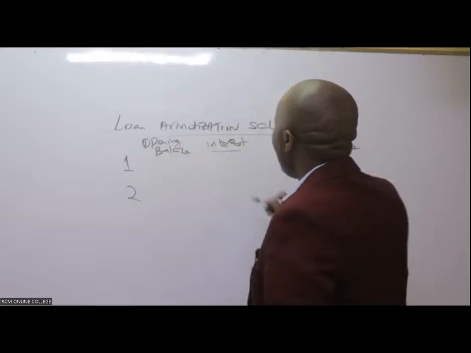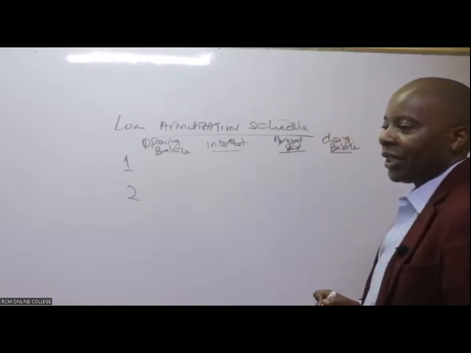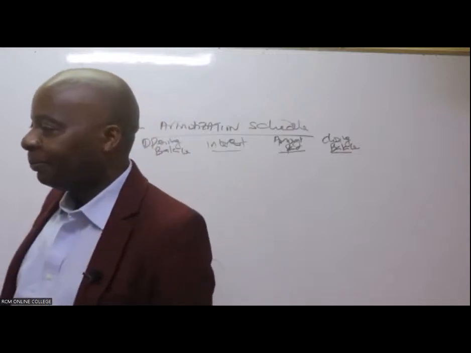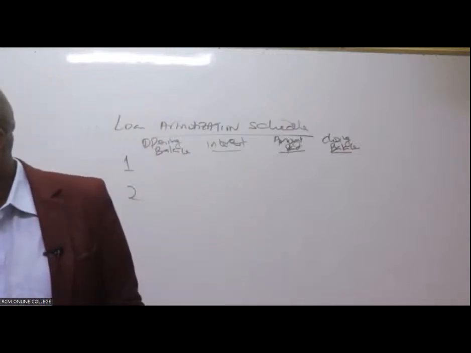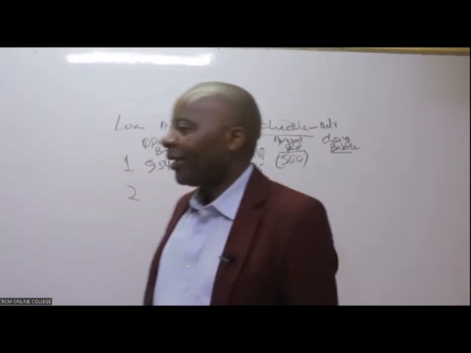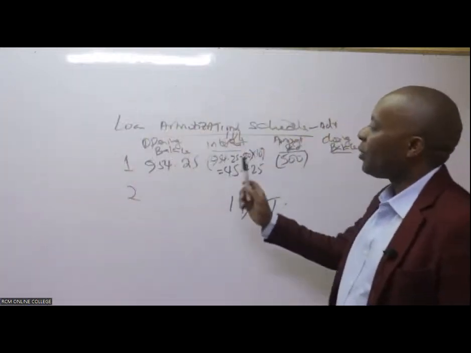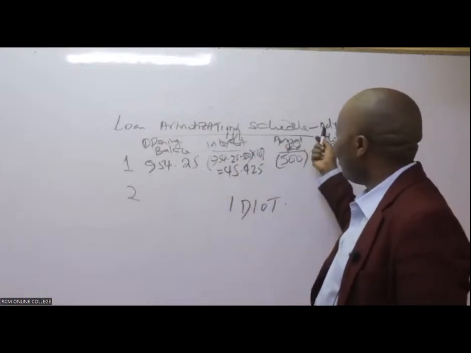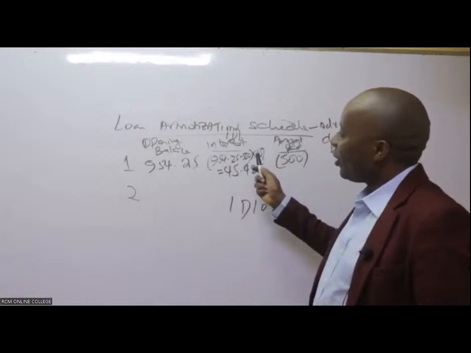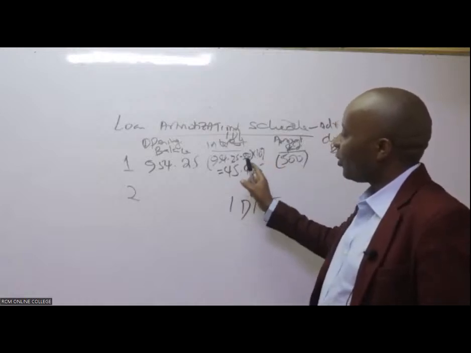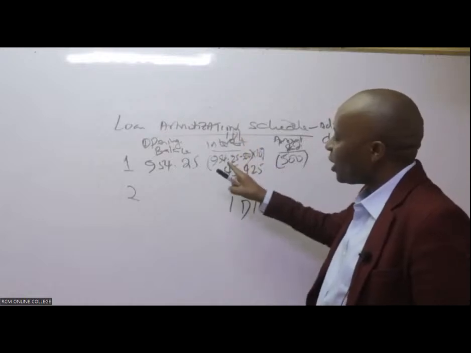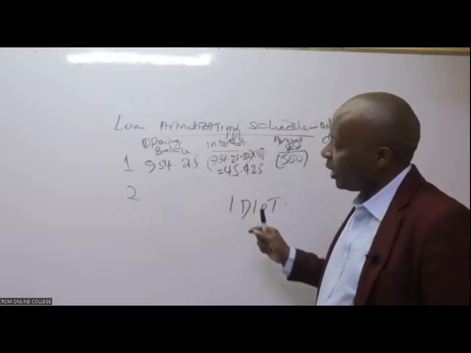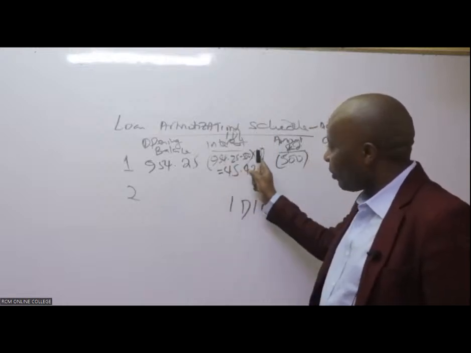So are you able to fill this very fast? Let me give you 1 minute. The most important thing is for us to appreciate that we have the opening balance. But now because the payment is in advance, to get the principal amount that we are going to use to calculate the interest, I will take 954, which was the loan outstanding at the beginning. But remember, 500 was paid immediately. So whatever I get, I multiply with 10%, I get this.